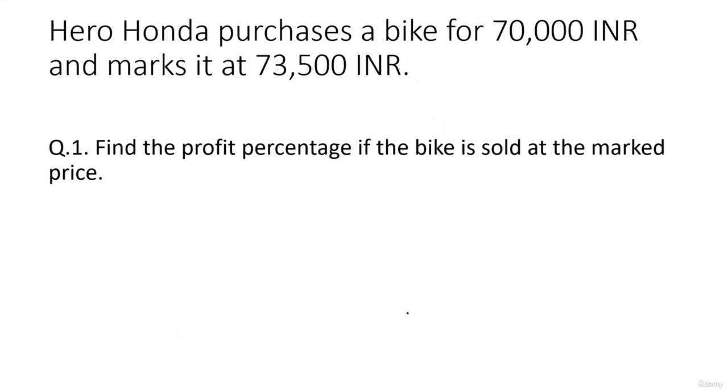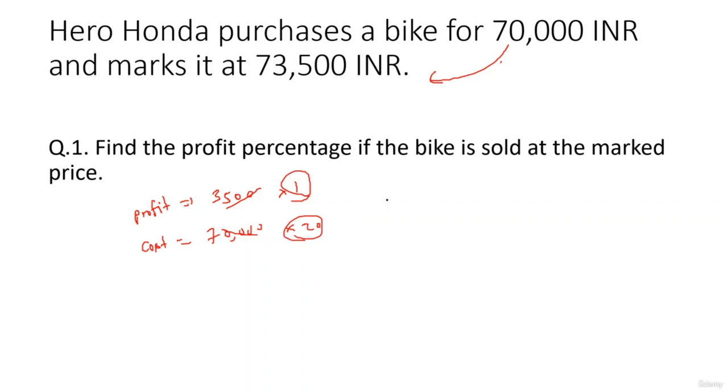If the bike is sold at the mark price, your selling price becomes 73,500. In that case, you would have earned a profit of how much? 3,500. From the previous example, just cancel out the common factors. Profit is 3,500 and your cost was 70,000. 3,500 ones are 3,500, 20s are 70,000. So your profit is 1 out of the cost price 20. 1 out of 20 is nothing but 5%.